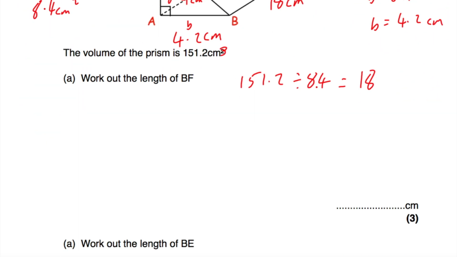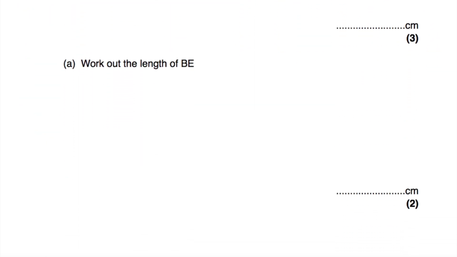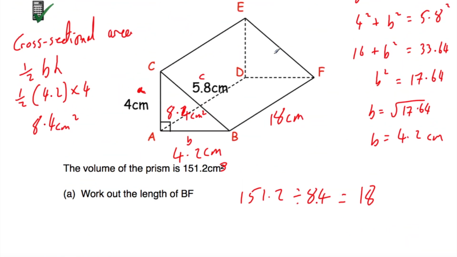Then if we go down, part B. Part B says work out the length of BE. So we want to find the length of BE. If we look at this sloped rectangular face here, BCEF, we want to find the length of BE. I'm just going to mark that on with a little line here. So B to E would be that line there, and we want to find the length of that.